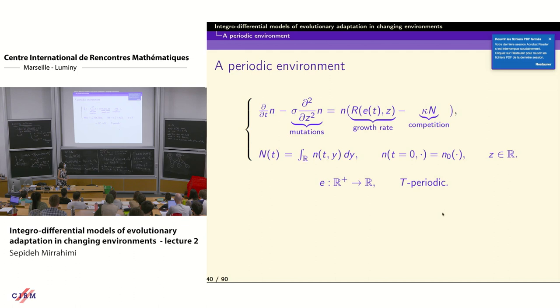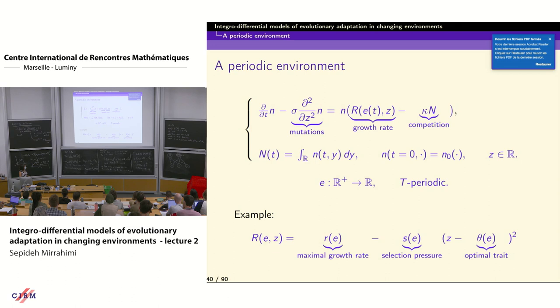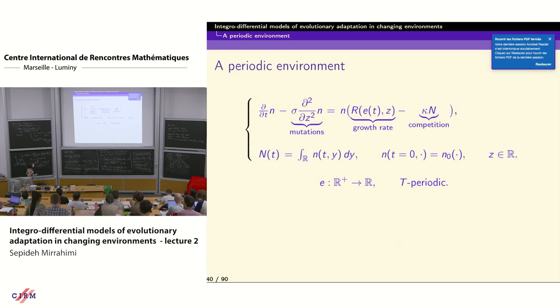Okay, so let's start with the model. So here we have an equation of similar type as before. The difference is that the last time we had that the growth rate was shifting to the right. In this case, this is not shifting, but it is oscillating, okay, in a periodic way.